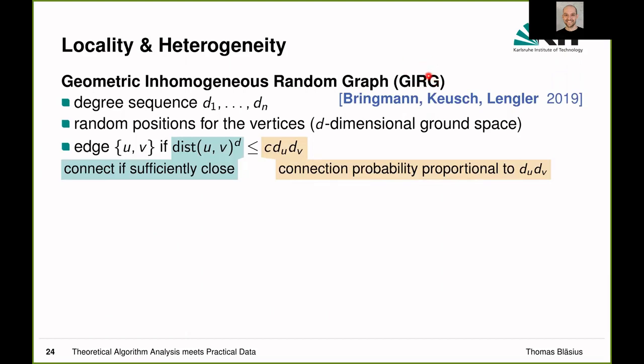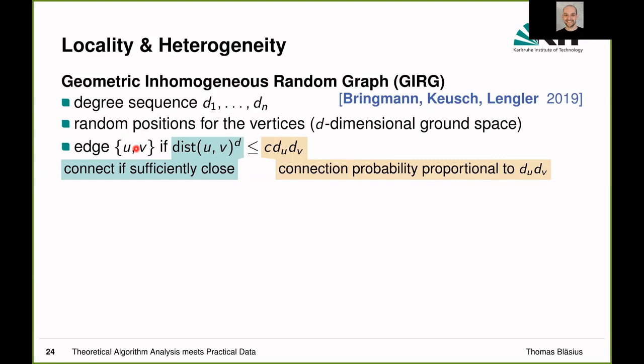They are abbreviated usually with GIRG, and they are basically a mix of the geometric random graphs I just showed and the Chung-Lu random graphs I showed earlier for getting heterogeneity. And you then get basically the best of both worlds and have heterogeneity and locality. So how do you do it? You have two things. First of all, you have a degree distribution, or you have degrees you want to have for your vertices. And in addition to that, you draw random positions for the vertices in some d-dimensional ground space. For example, a unit square or whatever.